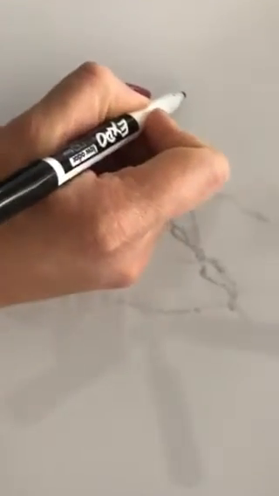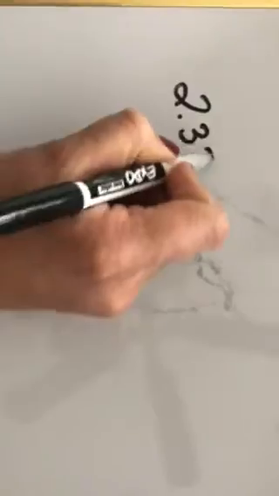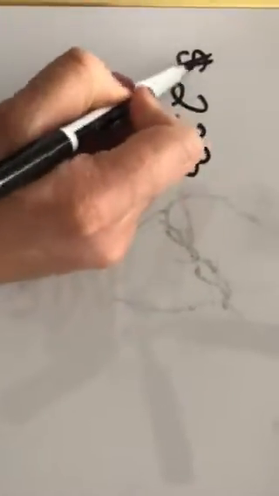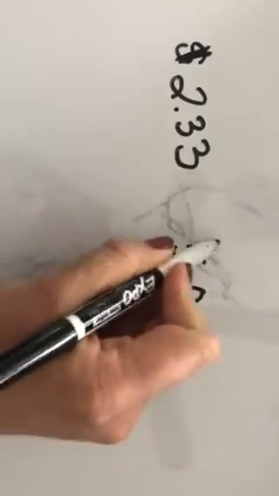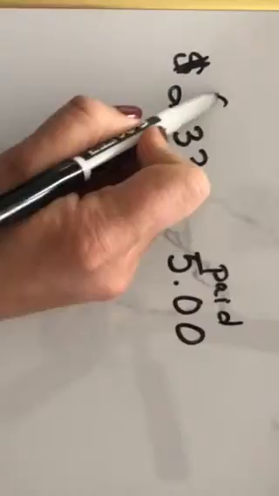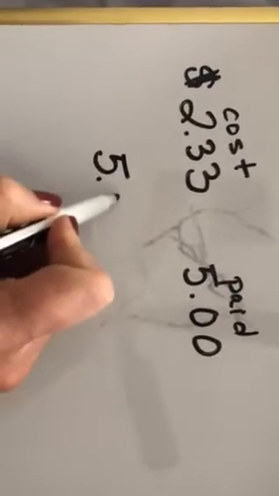This is the second strategy on how to make change. So let's say, for example, again, I end up buying a pencil for $2.33, but I pay with a $5 bill. So this is how much I paid. This is how much the item cost. The traditional way of doing it would be to just do subtraction across zeros.